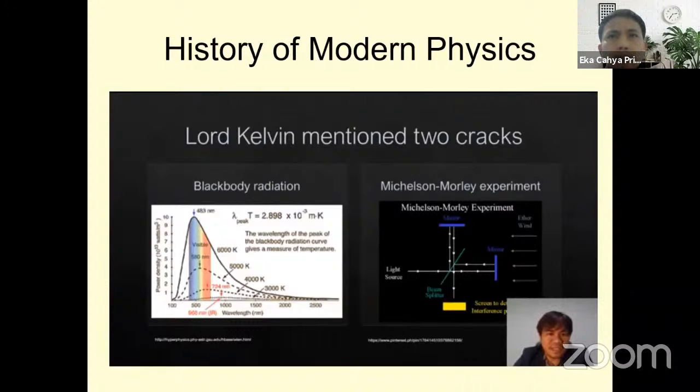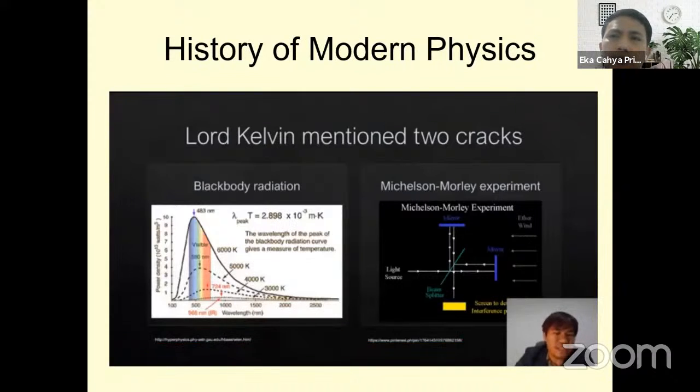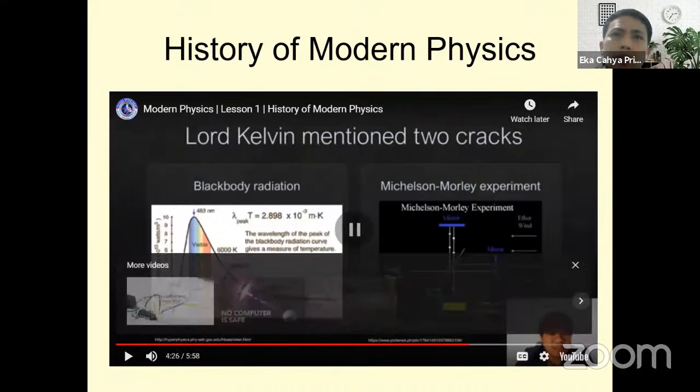Classical thermodynamics predicts that as the wavelength of this distribution decreases, the temperature increases. Unfortunately, this was not the case as observed here. The temperature drops when the wavelength decreases.